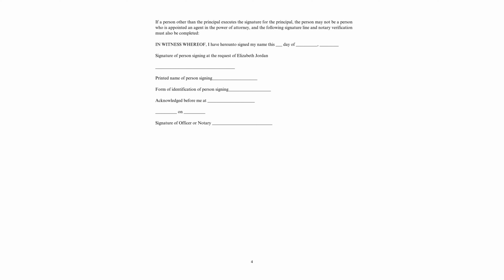Seven, legal protections and liabilities. Third parties, e.g., banks and financial institutions, relying on the POA in good faith, are protected from liability. Refusal to accept a valid POA may result in civil penalties, damages, and legal fees.